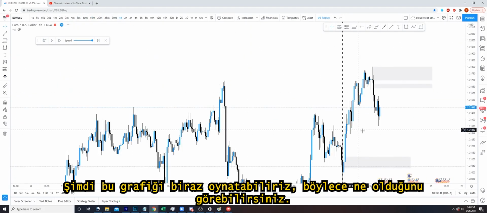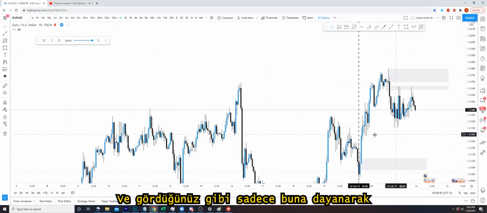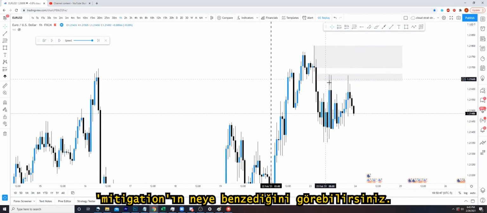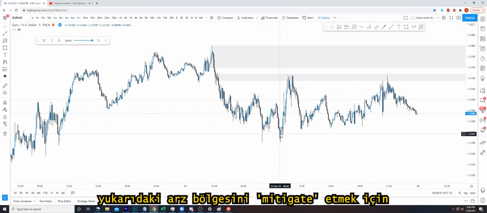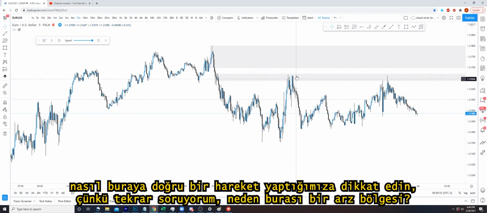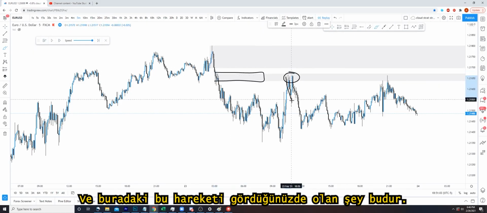So now we can play this chart out a little bit so you can see what goes on. We'll play this out a little bit. And as you can see, just based on this, you can see what the mitigation of it looks like. So if we get back down to the 5-minute, notice how we made a move right back up into here to mitigate the supply zone up here, because again, why is it a supply zone? There are tons of sells or buys that they need to exit at these points. And that's what's happening when you see this movement here.